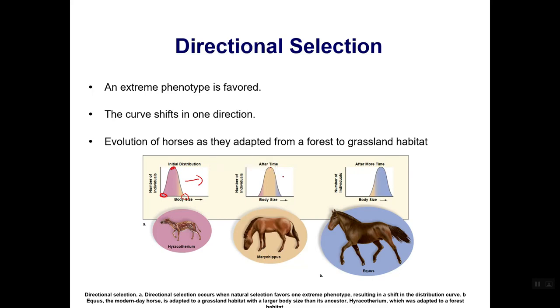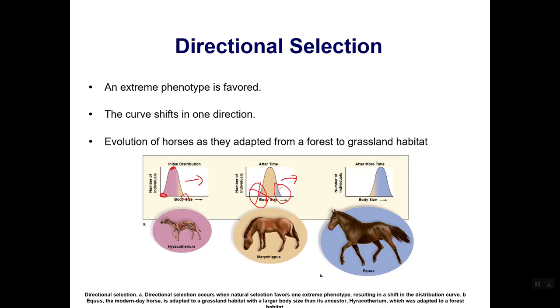Then after more time passed, that curve shifted even further because the ones with the largest body size were the most fit, they produced the most offspring, and thus the tall genes were passed on to the next generation in high numbers compared to the ones that were small that did not survive and reproduce. So again, we see another shift in our bell curve over more time.